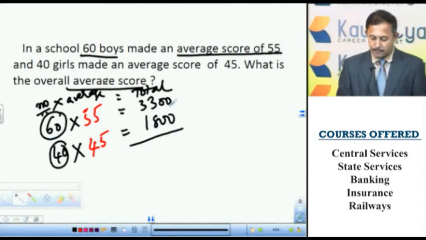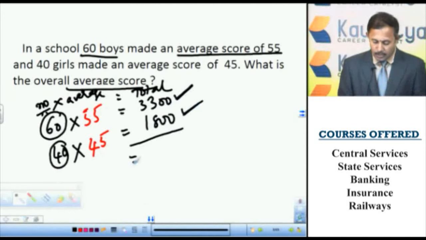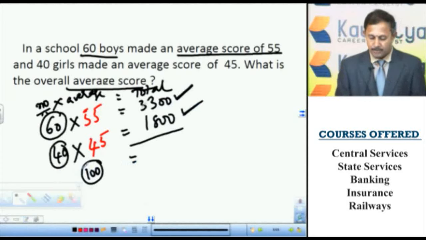60 into 55, 40 into 45. This is the total marks obtained by boys, and this is the total marks obtained by girls. So what is the total marks obtained by all the 100 students together? 3300 plus 1800, so 5100.